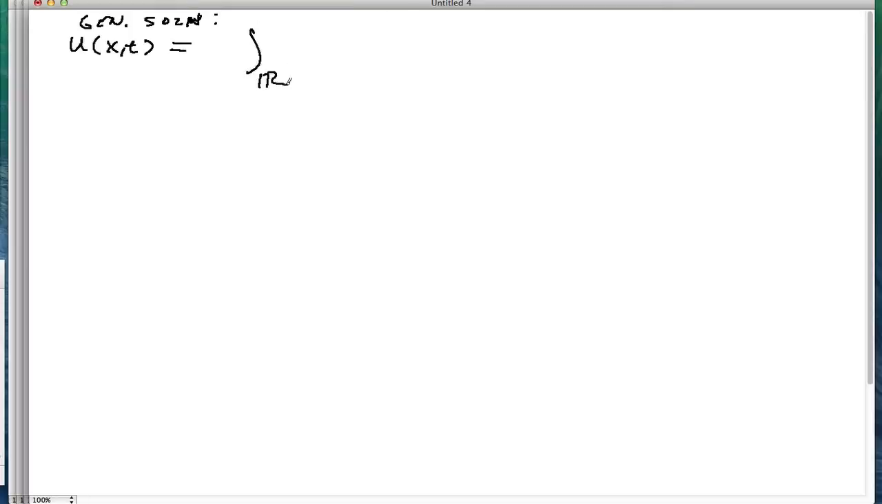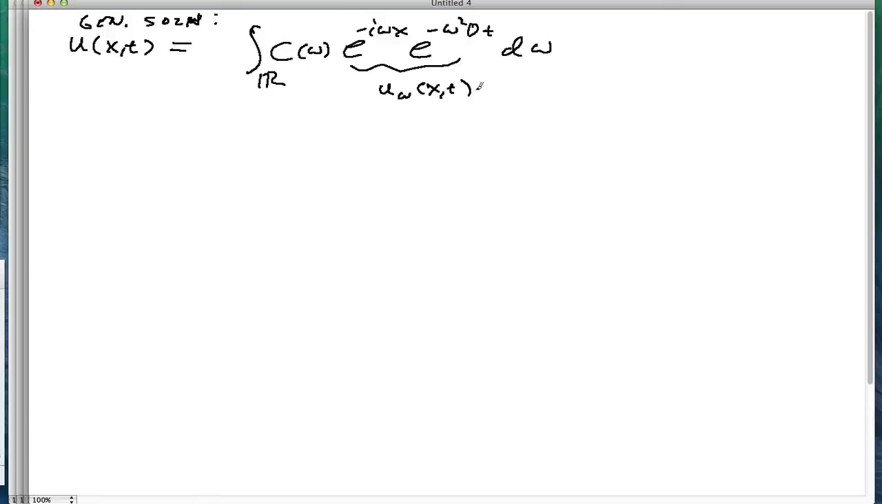And that's going to be over the entire real line. We can just put a real symbol there. And c(omega) e^(i omega x) e^(-omega squared dt) d omega. All right, and this again was our u(omega, x, t) function.